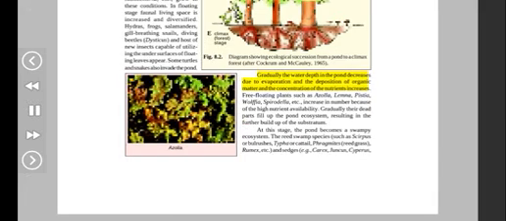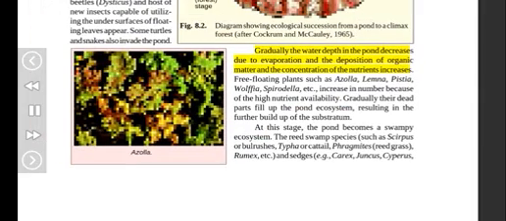Gradually the water depth in the pond decreases due to evaporation and the deposition of organic matter, and the concentration of the nutrients increases. Free-floating plants such as azolla, lemna, pistia, wolffia, spirodela, etc., increase in number because of the high nutrient availability. Gradually their dead parts fill up the pond ecosystem, resulting in the further buildup of the substratum. At this stage, the pond becomes a swampy ecosystem.